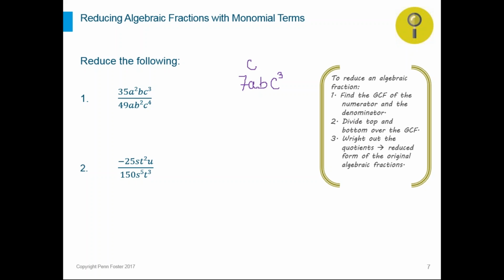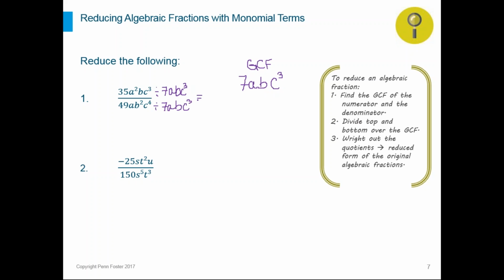So this would be the greatest common factor. To reduce the fraction, divide top and bottom over the greatest common factor. So divide over 7abc cubed, and divide over the same monomial, or greatest common factor, equals.